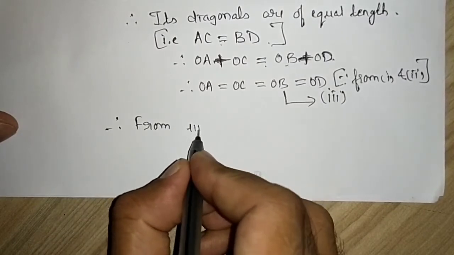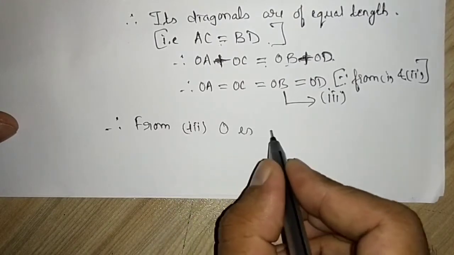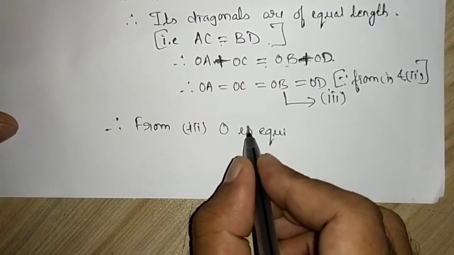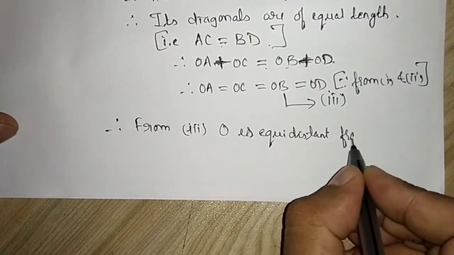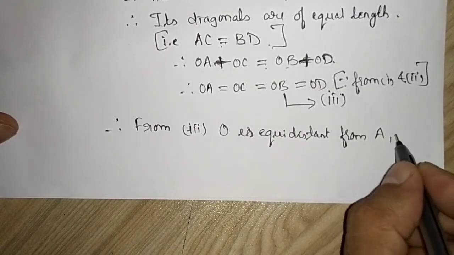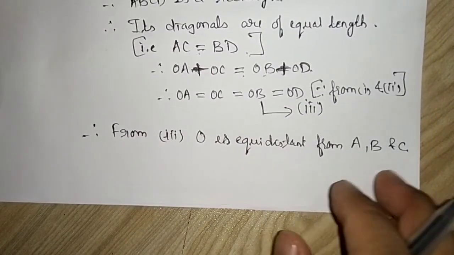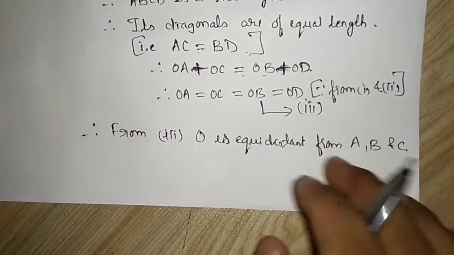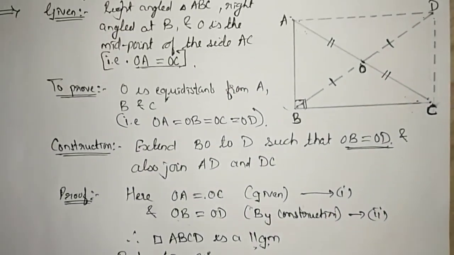So can I say therefore, from 3, O is equidistant from A, B and C. It is also equidistant from D, but they have asked us about A, B, C, so we will write A, B, C. Hope you have understood this question.